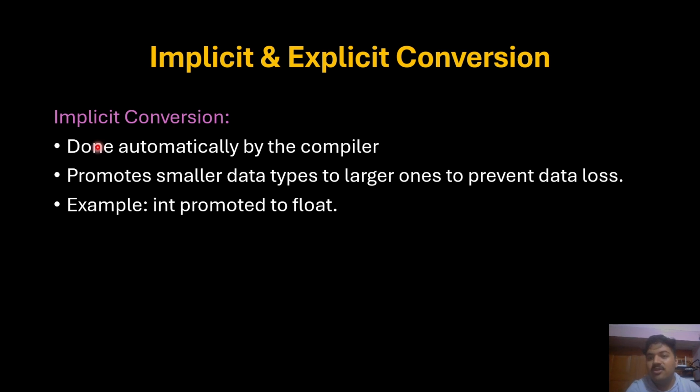Implicit type conversion is done automatically by the compiler. So implicit type conversion is done by the compiler, so the user or the programmer does not need to define anything. It promotes smaller data types to larger ones to prevent data loss. So we can see here an integer can be promoted to a float using implicit type conversion. So it is automatically promoted. If you are doing any calculation where one is a float and one is an integer, it will automatically promote the other number to float so that both are float and we get the correct output.